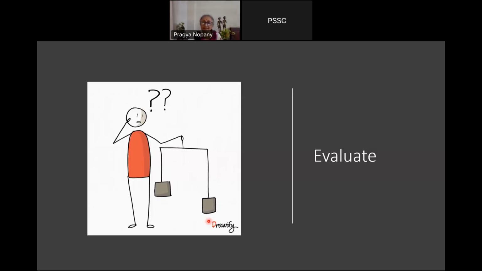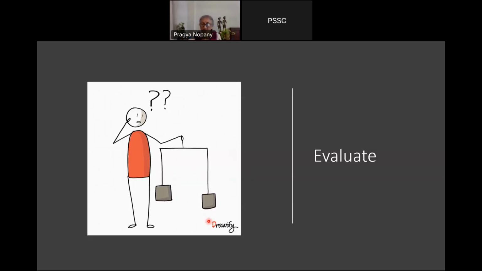And then the last stage is evaluate, of course. You need the children to evaluate, and then we also need to evaluate whether the children have understood or not. So the evaluate stage has a two-part focus.